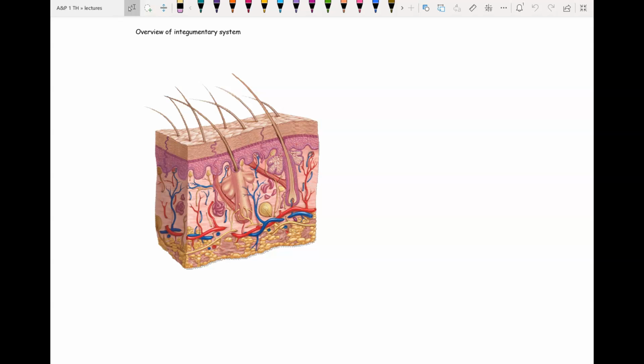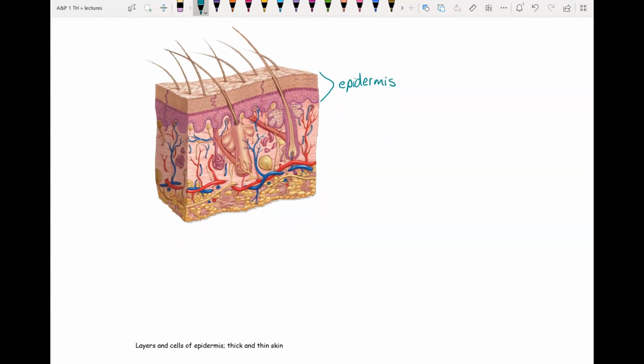We're going to begin learning about the integumentary system by looking at the basic parts. So here is a cross-section of a typical area of skin. You have up at the top here the epidermis. So we can label it in the picture and then go write a little more information below. So epidermis is the top layer of skin. And it is keratinized stratified squamous epithelium.